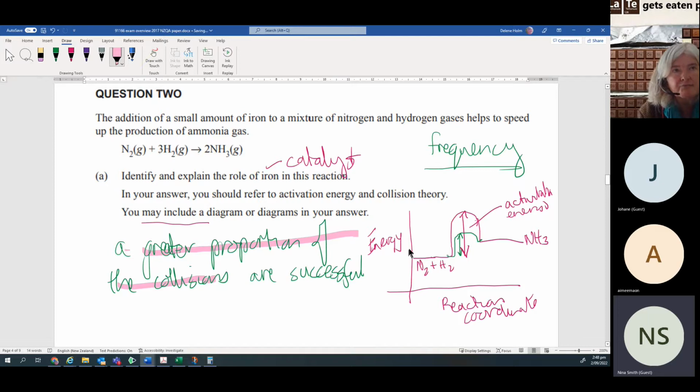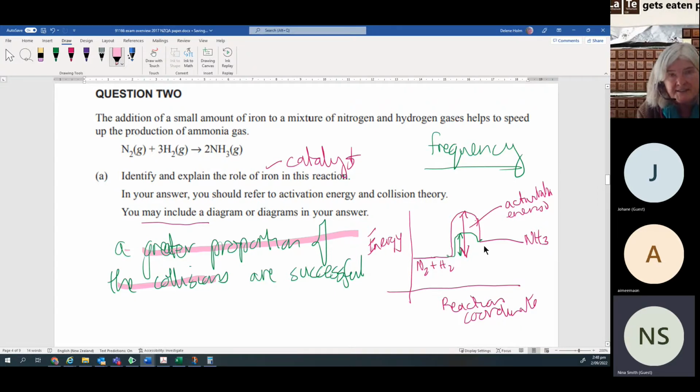So basically what you're saying is, I want this reaction to occur, my nitrogen must collide with my hydrogen, and that collision must be hard enough to overcome the activation energy, which is going to enable them to change, so to break those bonds and make new ones into ammonia. So it needs a certain amount of energy, and if the collision doesn't involve that amount of energy, it's not going to be successful.